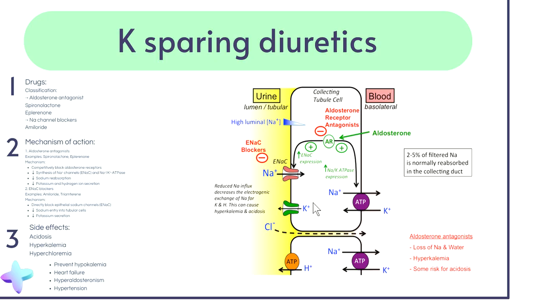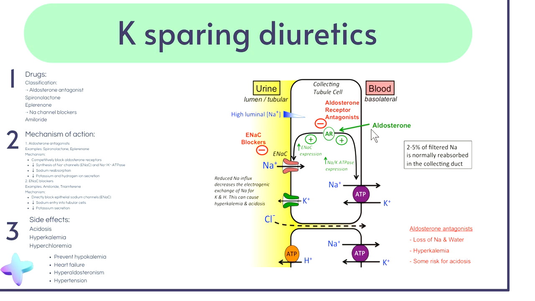So if we already have a patient who has hyperkalemia, potassium sparing diuretics are not our drugs of choice. And the potassium being in the cells is going to lead to acidosis. So the side effects are going to be acidosis, hyperkalemia, and hyperchloremia as well.